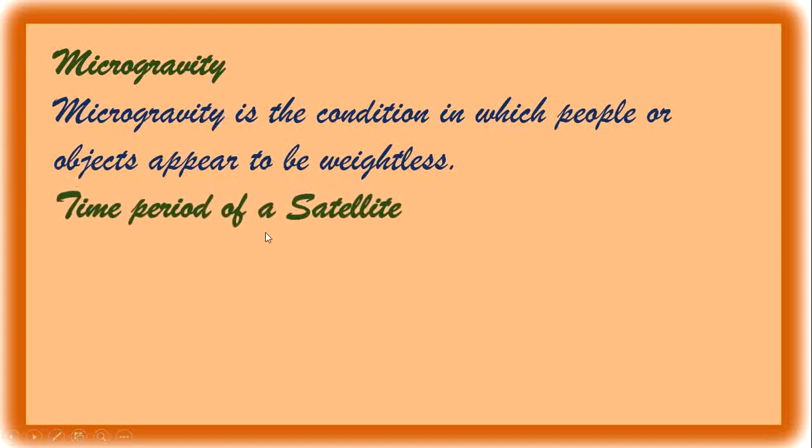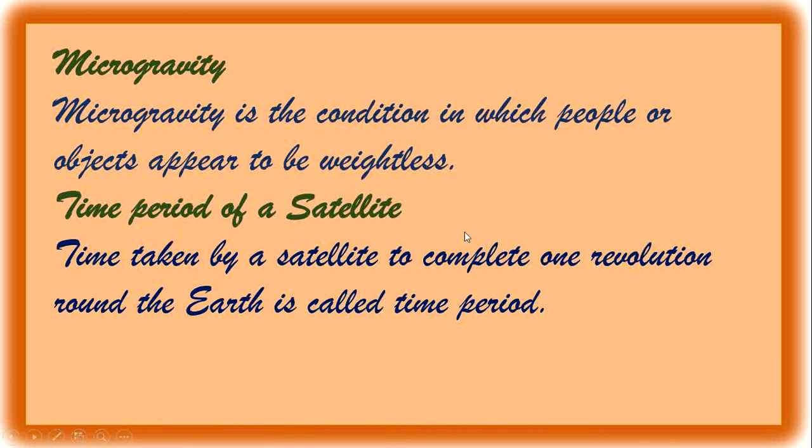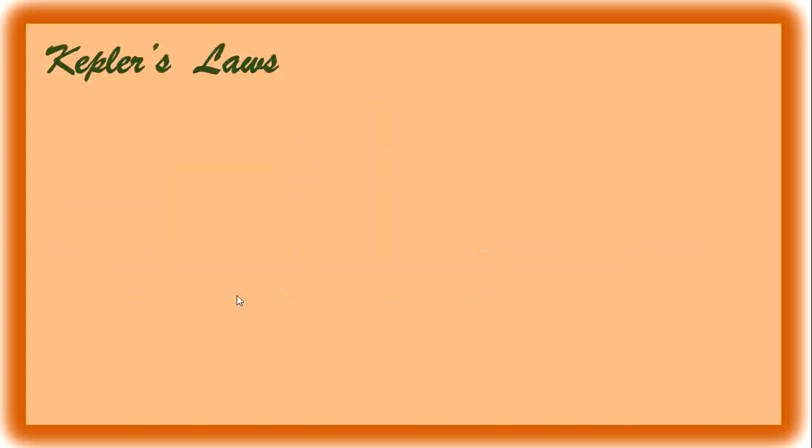Time period of a satellite. What is called time period of a satellite? The time taken by a satellite to complete one revolution around the earth is called time period. Time period T is equal to distance covered by orbital velocity. What is the formula for time period? T is equal to 2 pi (R plus h) by square root of GM by (R plus h).